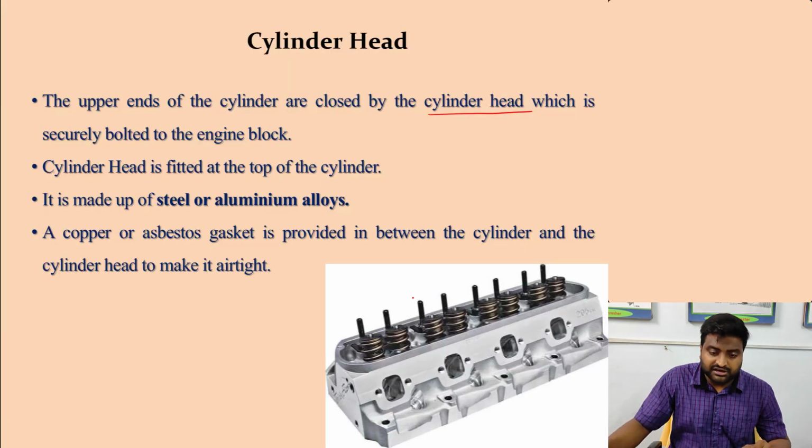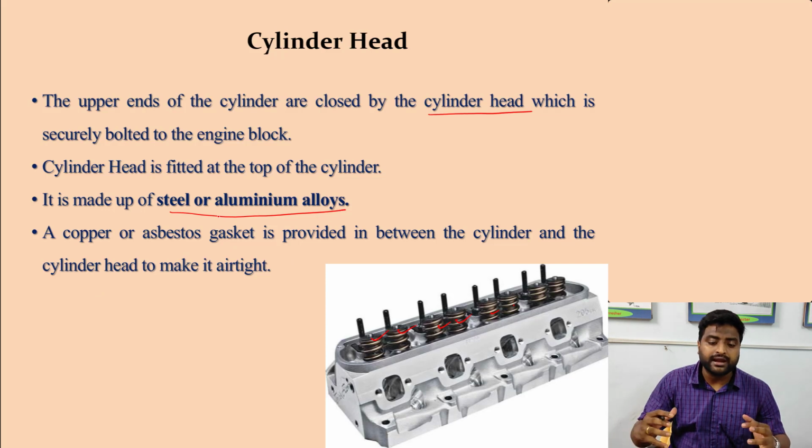So the cylinder head is fitted to the top of the cylinder, right? And what does it consist of? It consists of all the valves, the camshaft, etc. All these are fitted to your cylinder head. It is mainly made up of steel or aluminum alloy. And what is the gasket material that is used? A copper or asbestos gasket is provided so that it can be made airtight.